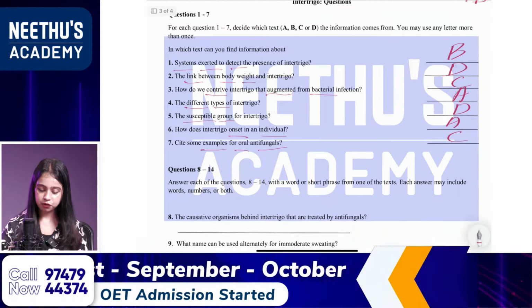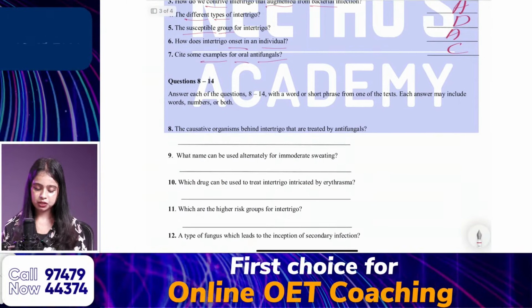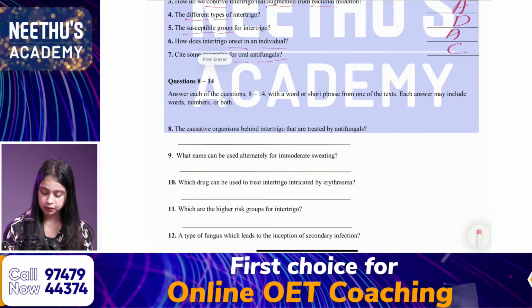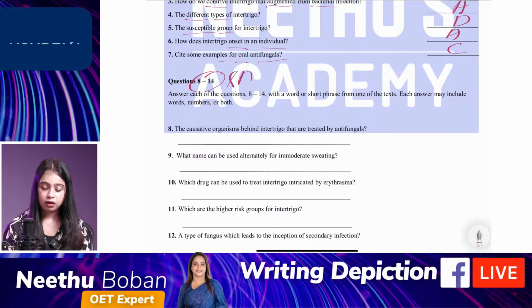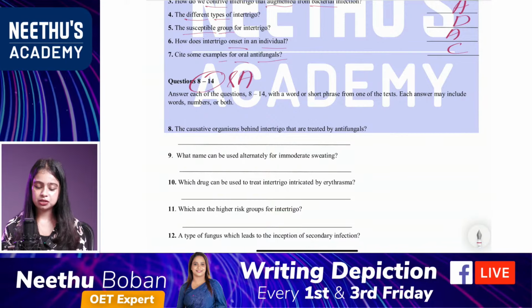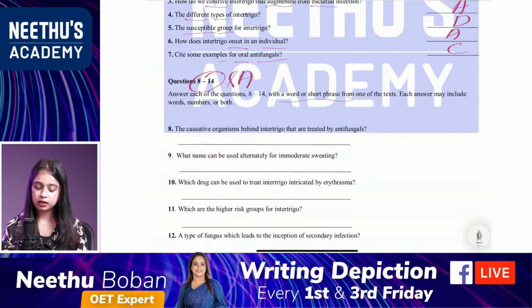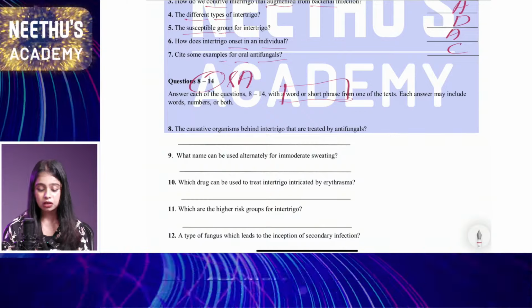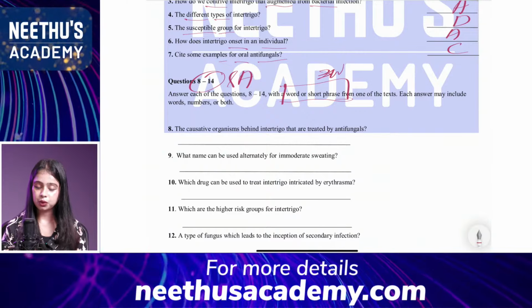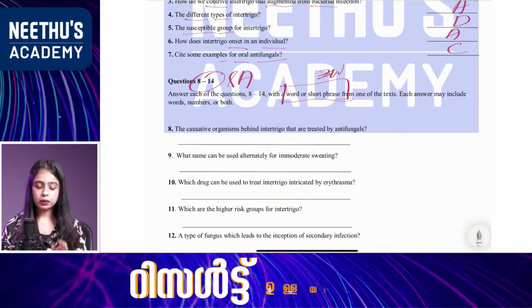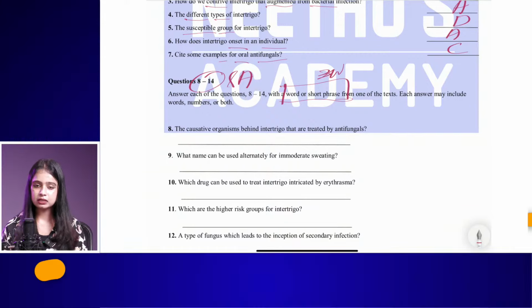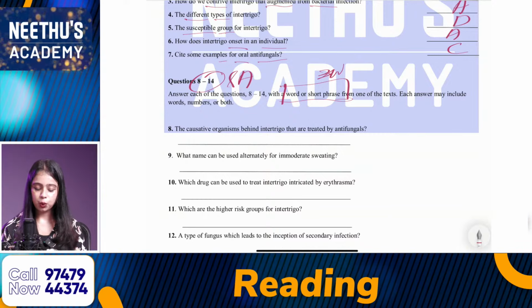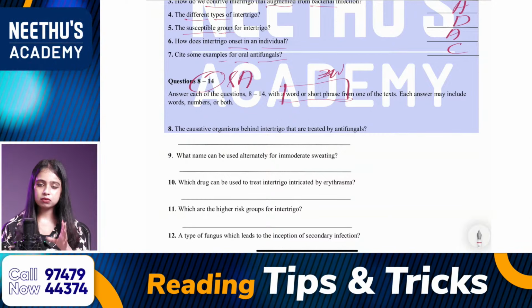Now it's time for doing the 8 to 14 set of questions, which are short answer questions. We have an important instruction here: you can write a word or a short phrase, maximum 3 words. Question number 8: the causative organisms behind intertrigo that are treated by antifungals. What are the causative organisms behind this condition?